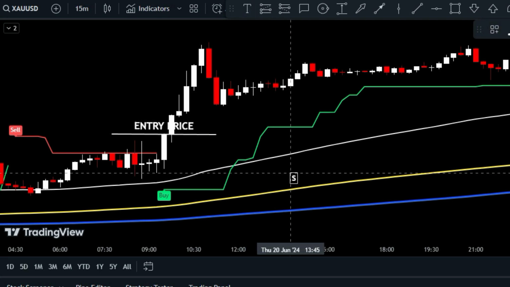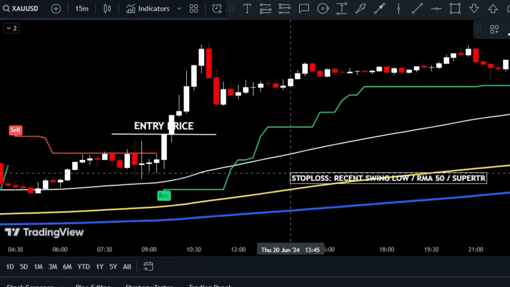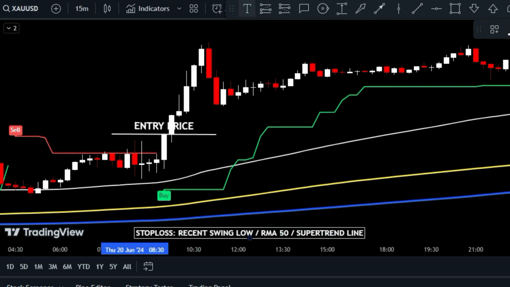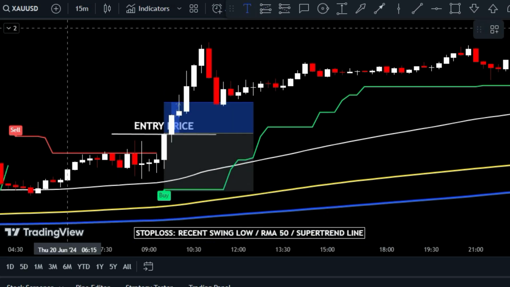Next, let's discuss risk management for buy trades. To play it safe, you can set your stop loss using the most recent market swing low, or place it below the pivot point super trend line, or even below the RMA line. Remember, managing risk is a fundamental part of smart trading.